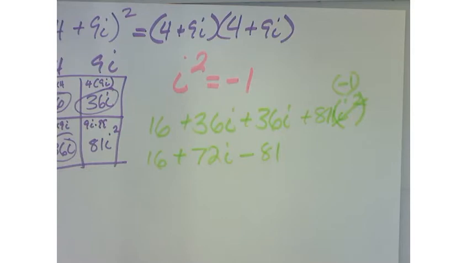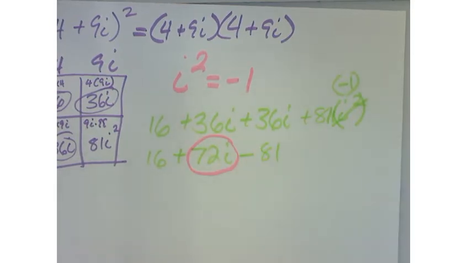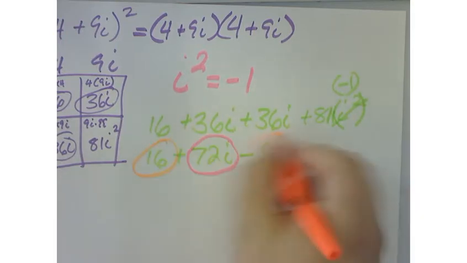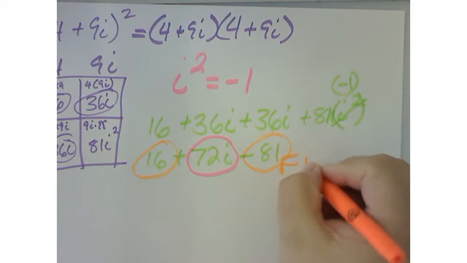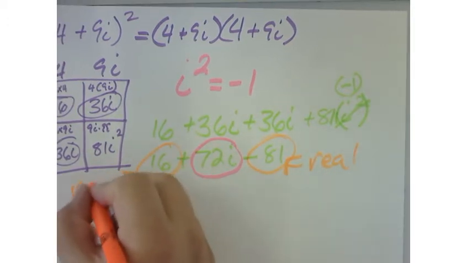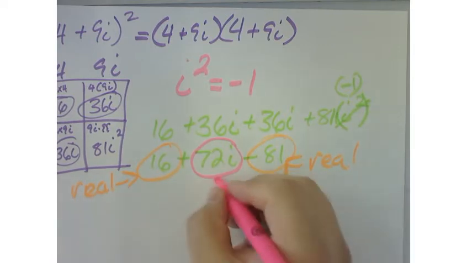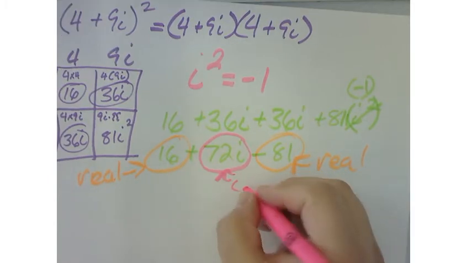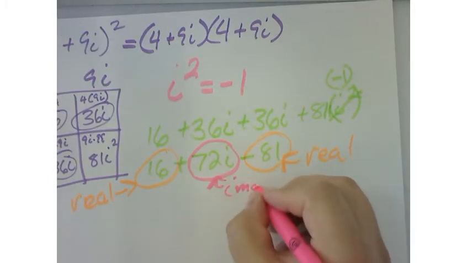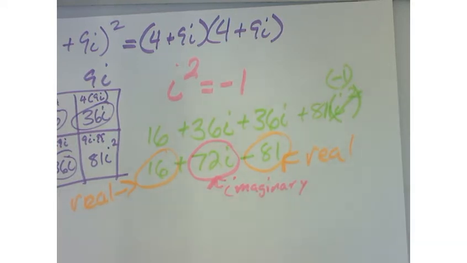So again, anything with an i is imaginary, anything without an i is real. And so this is the real component. This is the real component. And anything with an i is an imaginary component of a complex number. So I just need to combine the real components. So what is 16 minus 81?